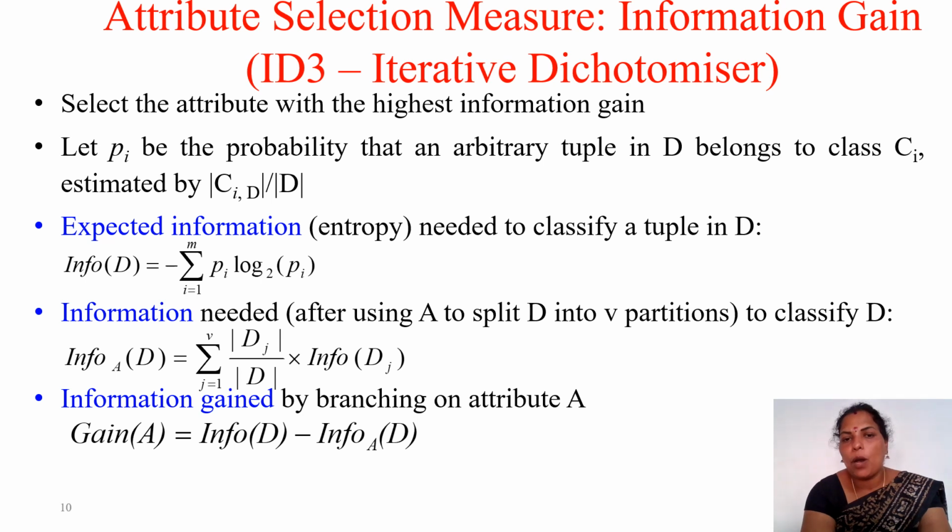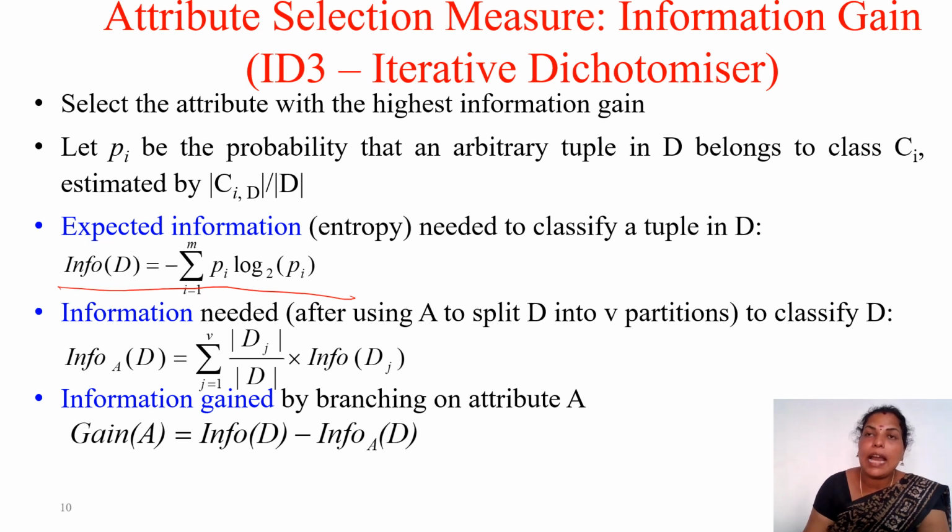Let pi be the probability that an arbitrary tuple in D belongs to class Ci. So a tuple in D belongs to class Ci, that is the class label estimated by |Ci,D| divided by |D|. Then the expected information needed to classify a tuple in D is entropy, that is Info(D). How do we compute Info(D)? Already we have seen in the entropy case, that is Info(D) equal to minus sigma i equal to 1 to m of pi log base 2 of pi.